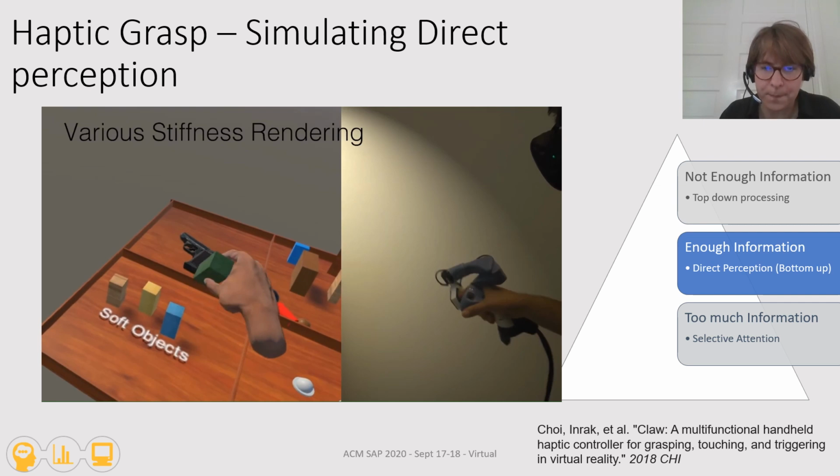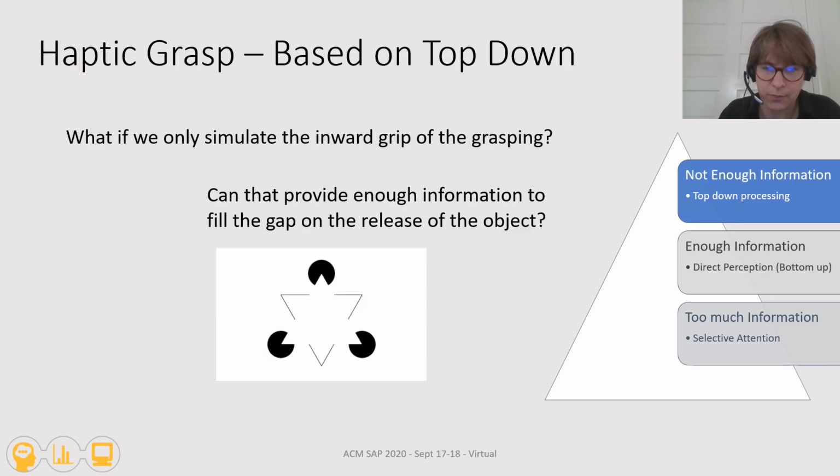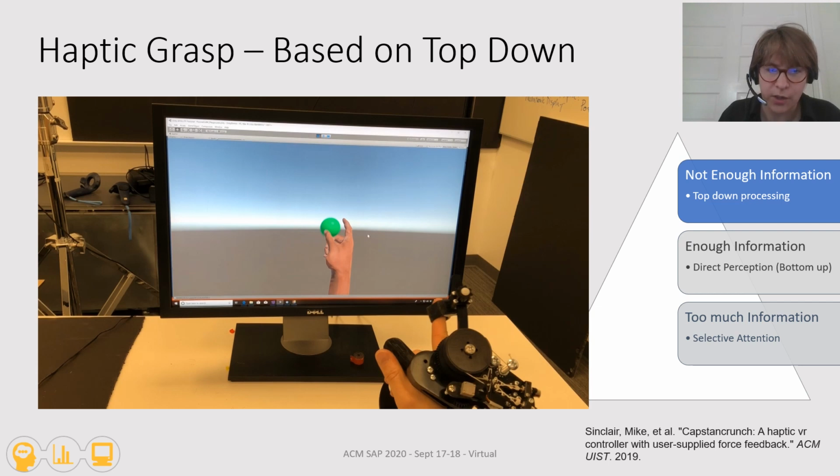So here, it is a very expensive device that requires a servo and everything, but we're kind of figuring, could we do the same and only simulate part of the experience instead of simulating the outward and the inward and the elasticity in both directions? Could we provide just enough information for the haptics to fill the gap during the release of the object, for example? So we prepared another device which can only render the gripping and not the releasing.